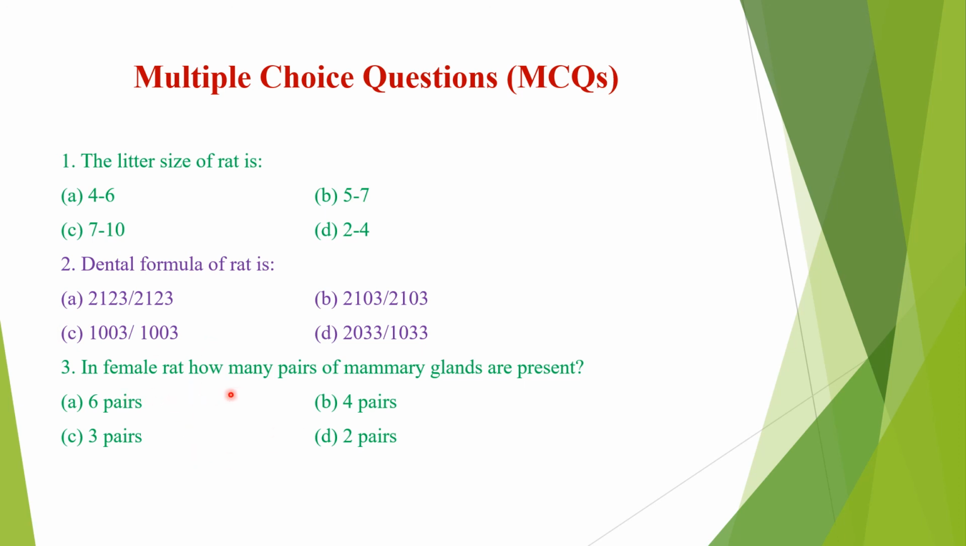Third question is, in female rat, how many pairs of mammary glands are present? 6 pairs, 4 pairs, 3 pairs or 2 pairs? The right answer is 6 pairs. 3 in thoracic area and 3 are in abdominal area.